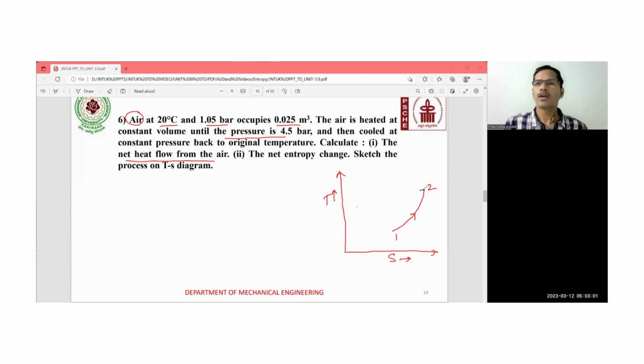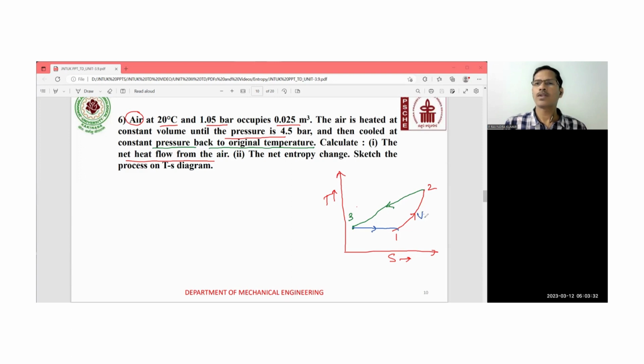So this is the cooling, that is cooled at constant pressure back to the original temperature. That means up to this stage, so 2 to 3. And the third one is back to the initial state, where the cycle is going to reach the initial state. So that is 3 to 1.